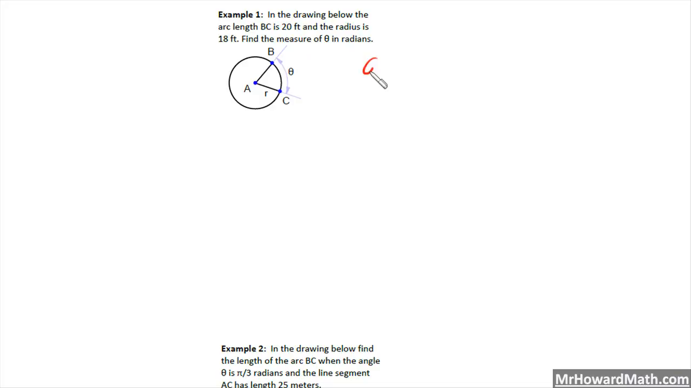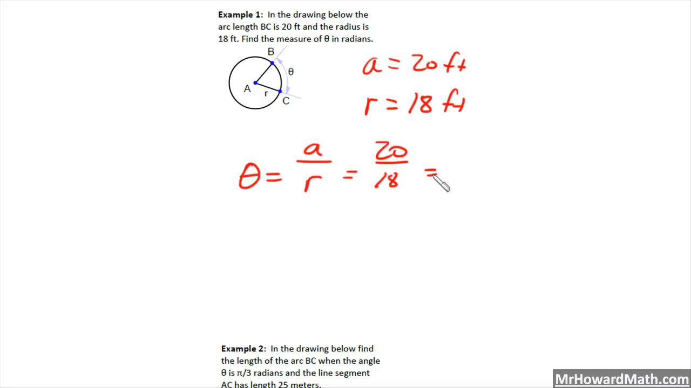So let's write our arc length is equal to 20 feet, and the radius r is equal to 18 feet. So theta in radians is equal to the arc length divided by the radius. We defined that earlier, so that would be 20 over 18, which is 10 ninths. So 10 ninths radians. You could write it as a decimal, but we'll just write it as 10 ninths. So 10 ninths radians is the angle measure of theta in this situation.